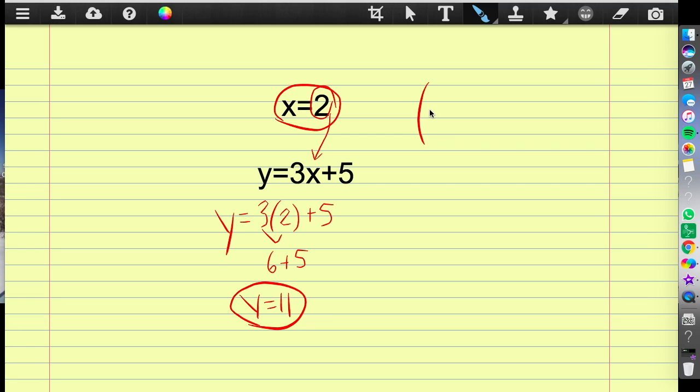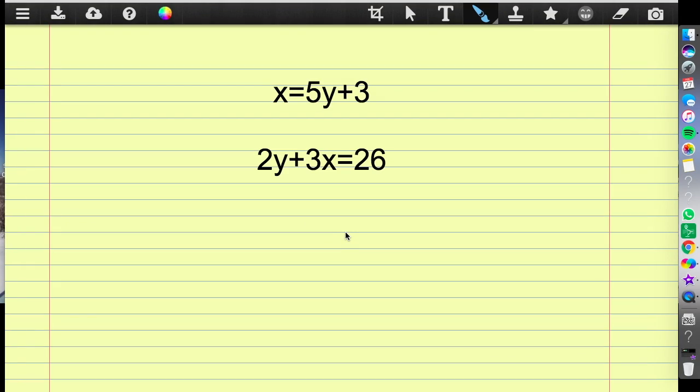We just want to make sure that we write our final answer as a coordinate point, because really we're solving for the point where those two lines would intersect if we were to graph them, and that would be at the point (2, 11). So let's try a problem that's a little bit more challenging.